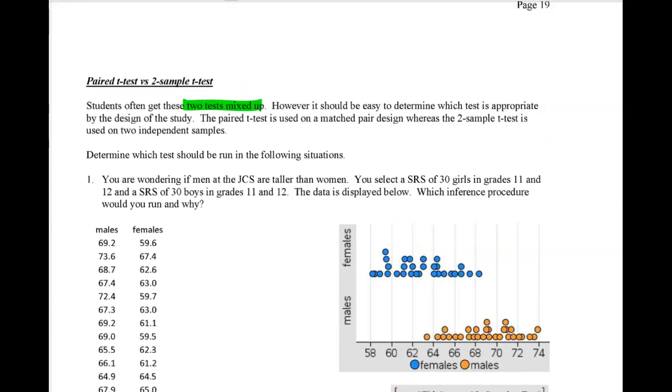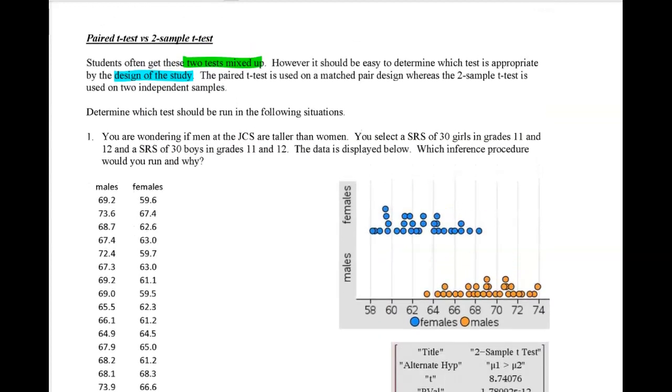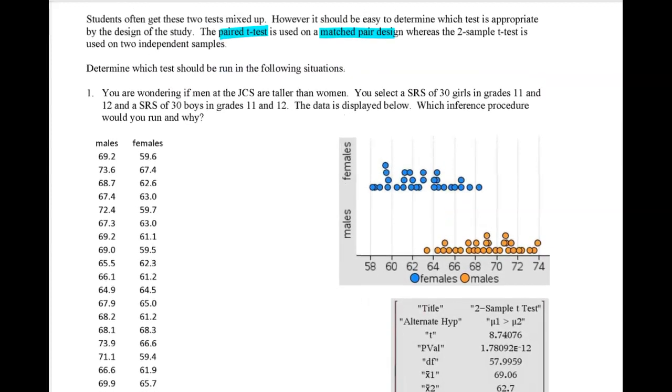It's easy to determine if you look at the design of the study. It's hard to determine if you just look at the data, okay? So read the question and put some thought into it. A paired t-test is used on a matched pairs design where our data is linked. Each data point in one set is linked to the other set, okay? And you do a two sample test if you have two independent samples, okay?